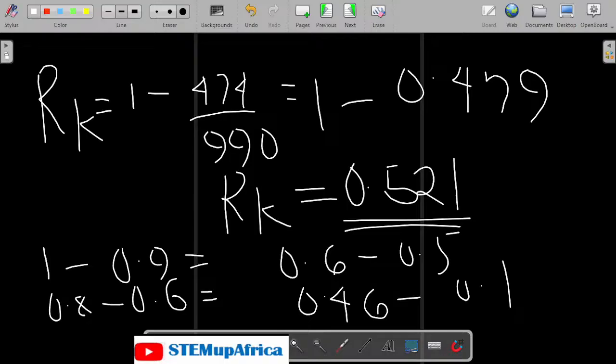So let's get the correlation interval between 1 and 0.9. What is the correlation? That is where we want to know. Highly correlated. Then 0.8 to 0.6 is strong correlation. Then 0.6 to 0.5 is moderate. Then 0.46 to 0.1 is low correlation or poor correlation. Okay, those are the ranges.